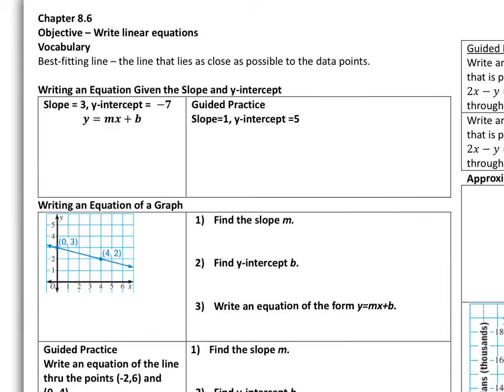So for example, for the first one, you're given the slope of 3 and a y-intercept of -7, and using the slope-intercept form, you sub in 3 for m and -7 for b. So that is y equals 3x minus 7.